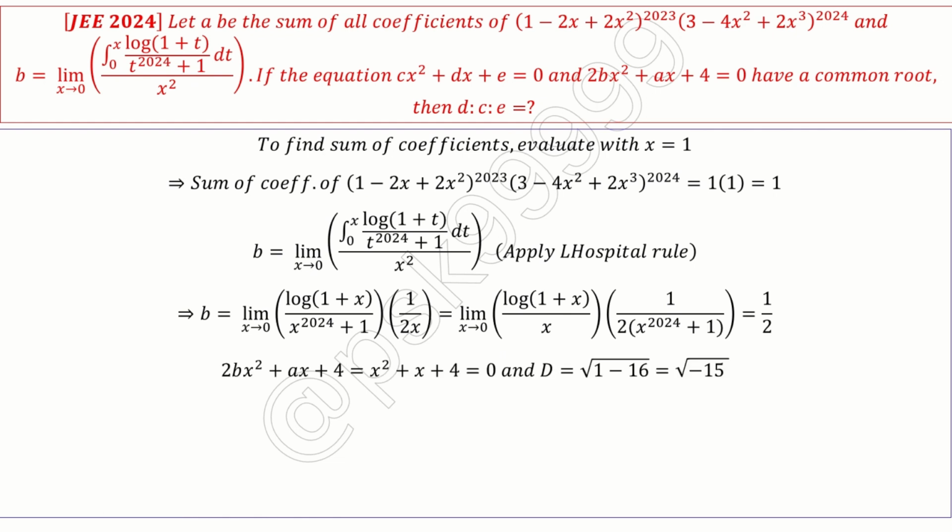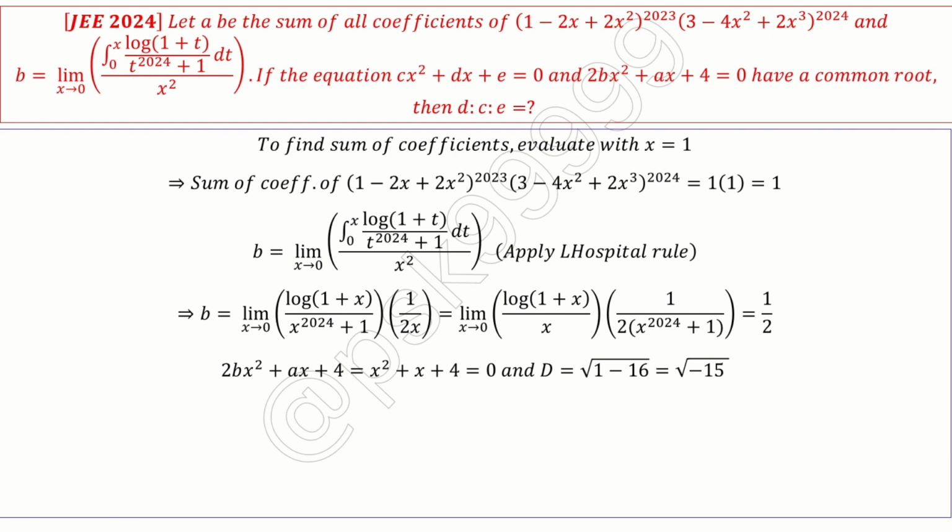Now if I substitute, my 2bx square plus ax plus 4 is nothing but x square plus x plus 4, which is equal to 0. If you see the discriminant is square root of minus 15, which means they have only complex roots. Correct? And we know that when a quadratic equation has complex roots, it will have the complex root and its conjugate also. So the two roots are fixed. Correct?